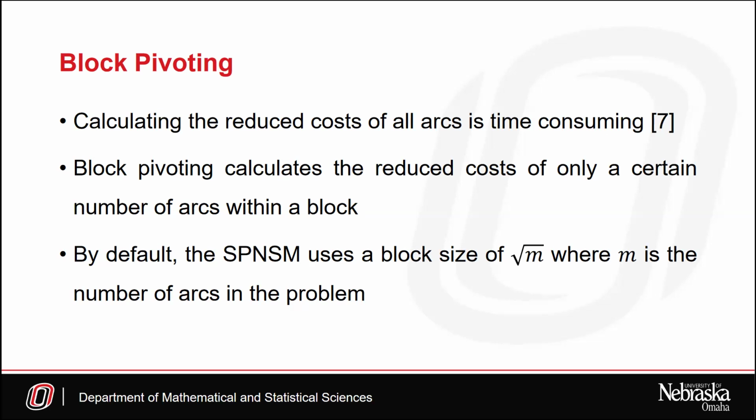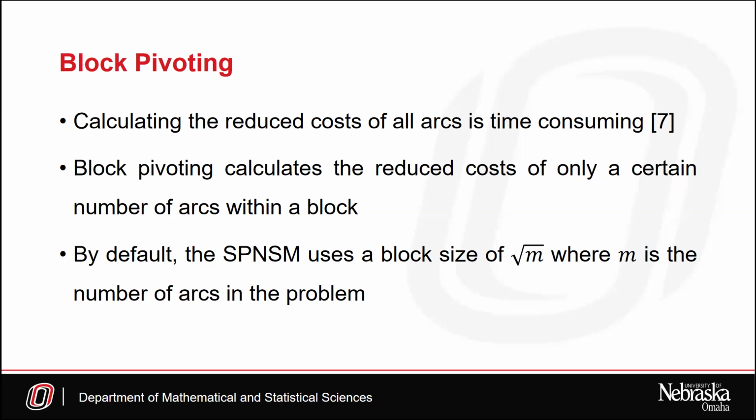Another method is block pivoting. Instead of calculating the reduced costs of all the possible entering arcs, we calculate only ones within certain indices. Calculating the reduced cost of all arcs is very, very time consuming. So I implemented block pivoting to reduce the number of arcs needed to calculate per iteration.